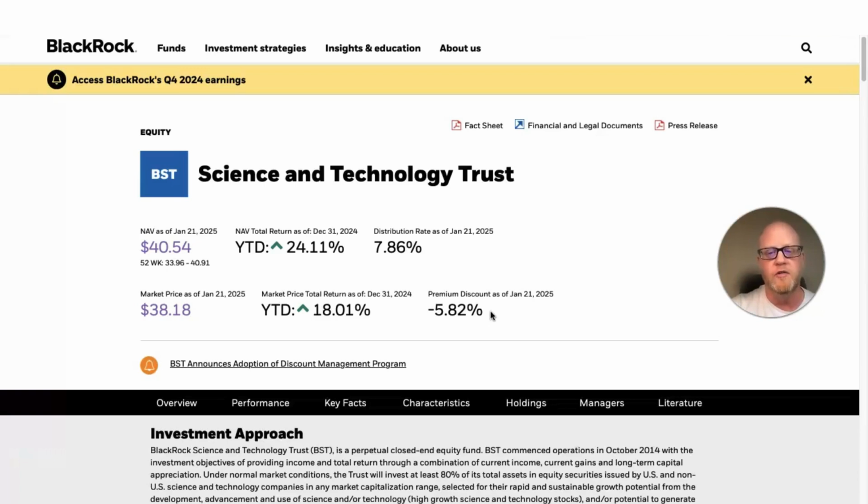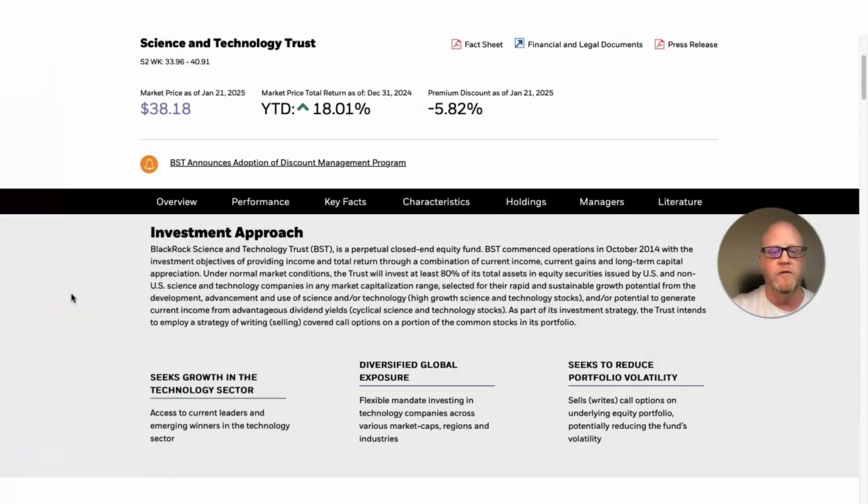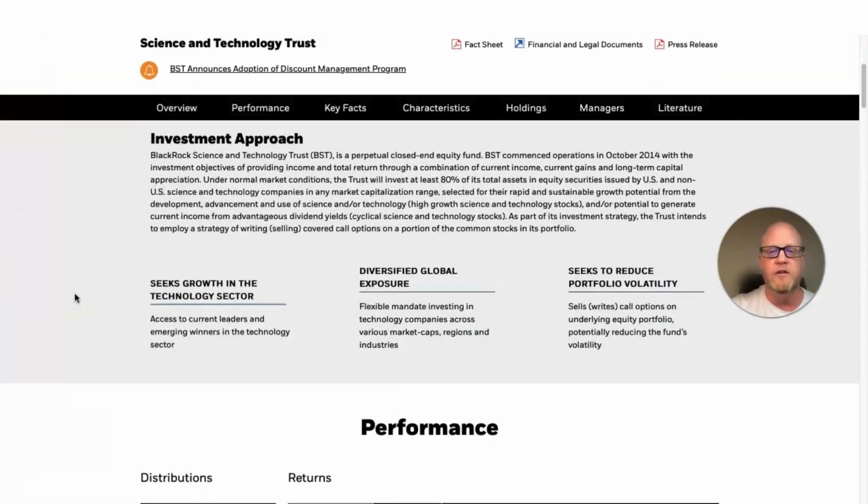The current distribution rate as of today is 7.86%, so that's a very solid yield on a science and technology related closed-end fund. So let's look more at what the closed-end fund does. It says BST is a closed-end equity fund, commenced operations in 2014 with the investment objectives of providing income and total return through a combination of current income, current gains, and long-term capital appreciation. It says it will invest at least 80% of total assets in equity securities issued by U.S. and non-U.S.